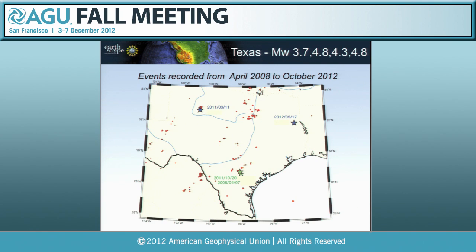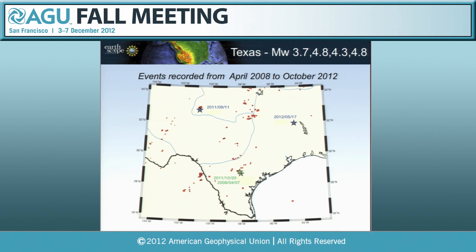Next. And in the big state of Texas, where one of my sponsors is from on this talk, or used to be from, I should say, we have a set of events. We have a 3.7, a 4.8, a 4.3, and a 4.8 during the period that USArray has operated here, and basically two events down in southern Texas, one out in eastern, and one up in central. And so this gives you an idea of the seismicity there.